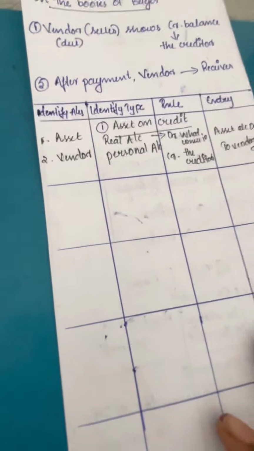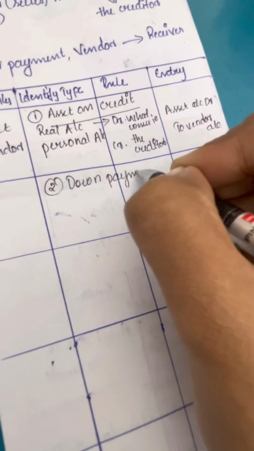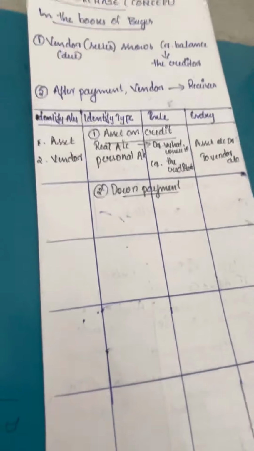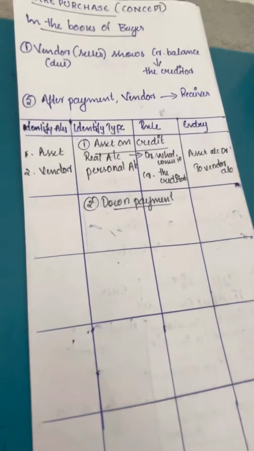The second journal entry is down payment. Here we already said that a buyer purchased an asset from a vendor. If the vendor asks some amount from the buyer before the first installment, the buyer pays some amount to the vendor. Such an amount is called the down payment.